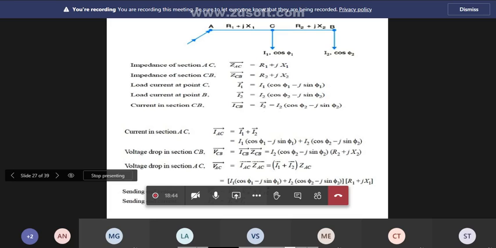Now the current at sections. The current at section CB is nothing but I2, right? So from this CB, I2.